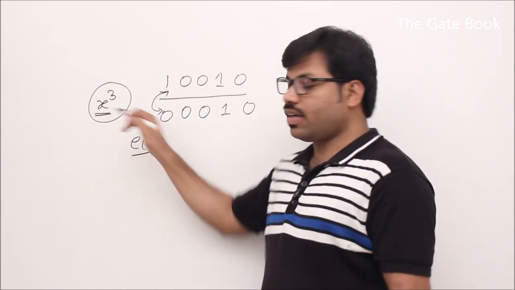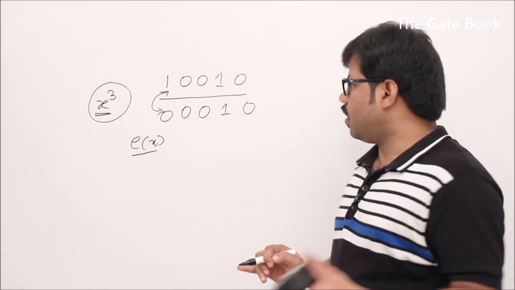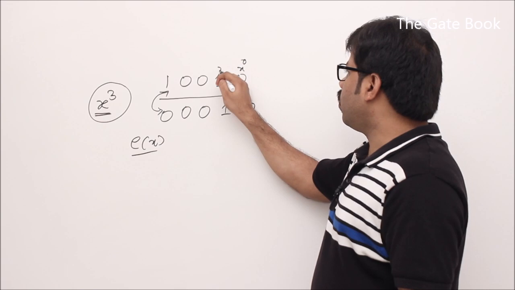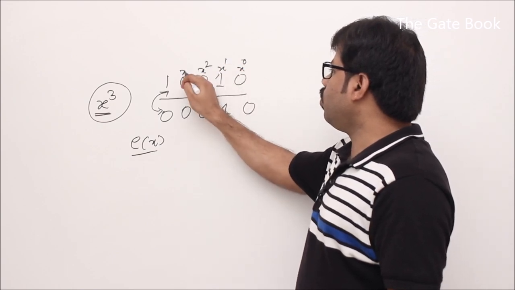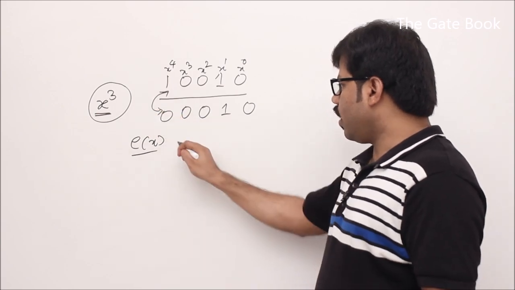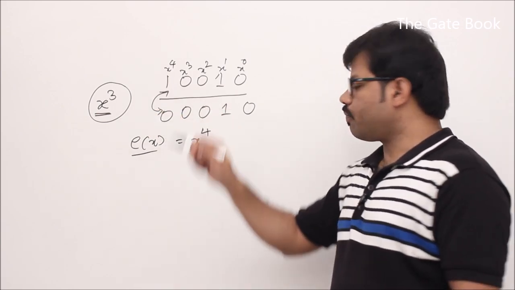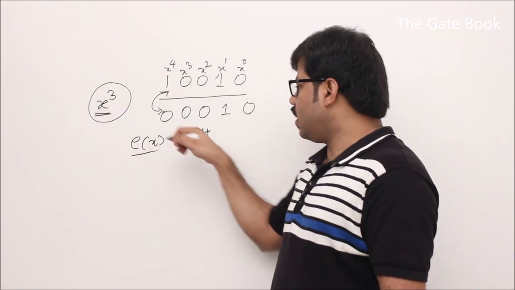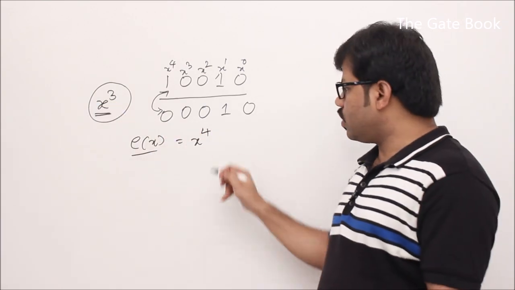If you can divide the error term, then that is not a good polynomial. So x power 0, x power 1, x square, x cube, x power 4. So this is the bit difference, right? So the error polynomial is x power 4. Now x cube easily divides x power 4, right? That's why the syndrome will be 0.